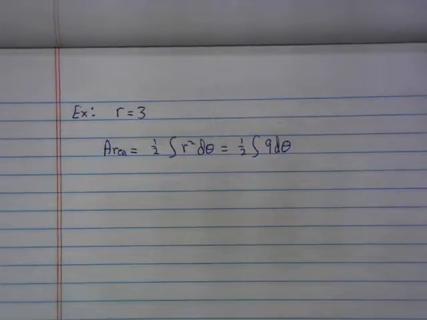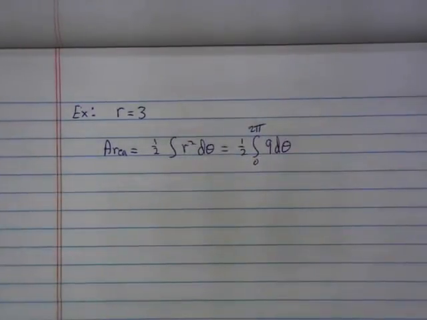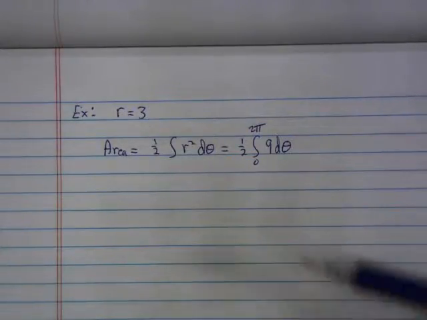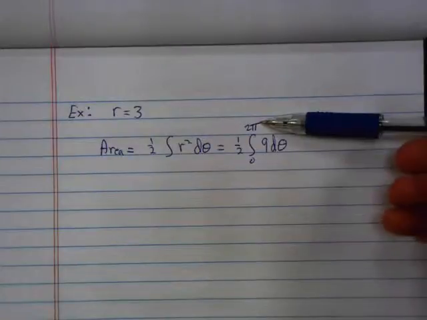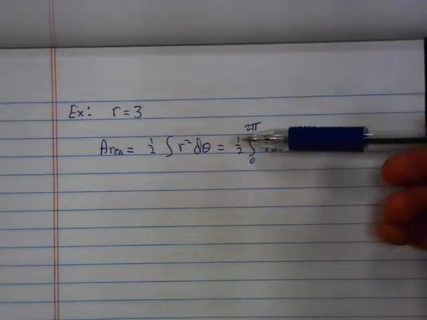What are my bounds of integration? 0 to 2 pi. 0 to 2 pi should certainly work. Why 0 to 2 pi? So full rotation. It's all the way around the circle, isn't it? Or I could have chosen to go 0 to pi and only do half the circle, and then I would just have to get rid of the 1/2, double my answer.